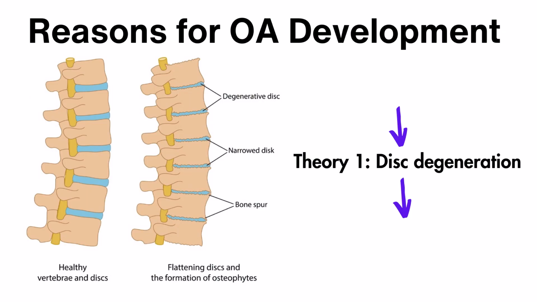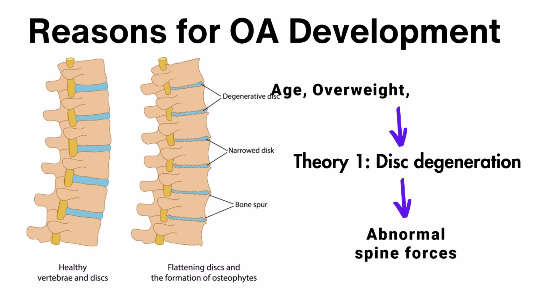So the first theory is the degeneration to the intervertebral disc that can cause abnormal forces to happen throughout the spine with decreasing height. And therefore, this can cause osteophyte formation to happen around the vertebrae and facet joints. So degeneration to the intervertebral disc can be caused by a couple things, which is age, being overweight, and poor posture or spine mechanics during bending activities.